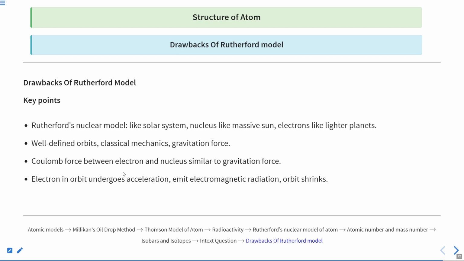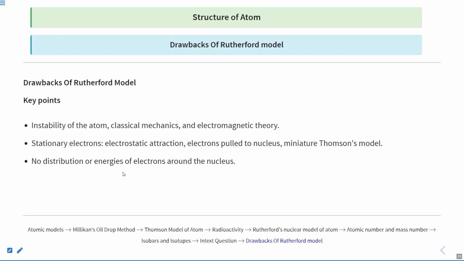Clear? So this was the drawback of the Rutherford model: the instability of the atom. And no distribution of energy of the electron was shown. Is it revolving? What is the energy? Nothing was discussed. So this was for today's class. With this, I end my lecture. Thank you.